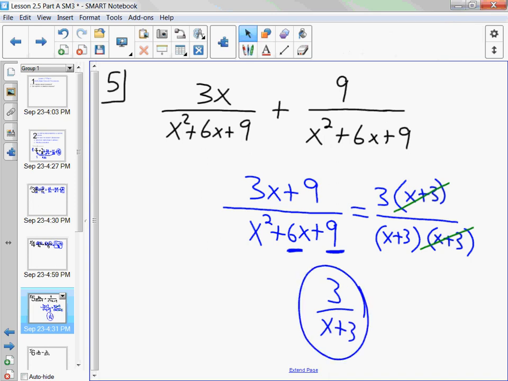I cannot cancel those 3's because once again, the x and the 3 on the bottom have to be added together before you could ever cancel it with the 3 on the top, and we don't know what x is, so we can't do that. So that is simplified. Go ahead and pause the video and do number 6.